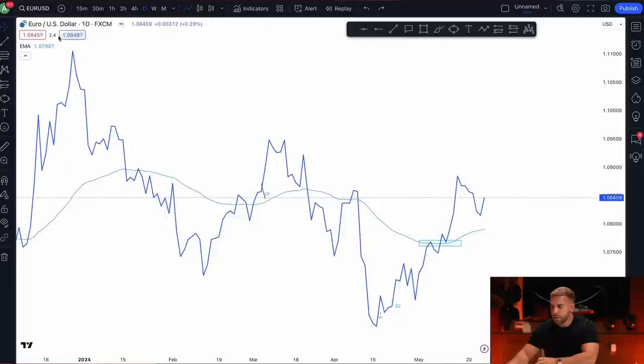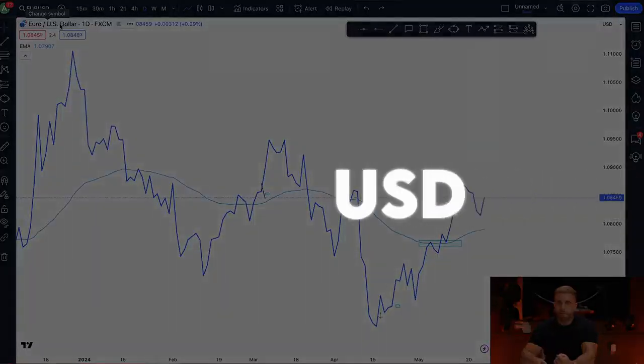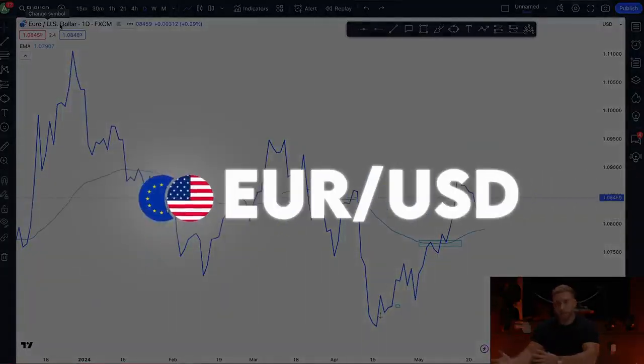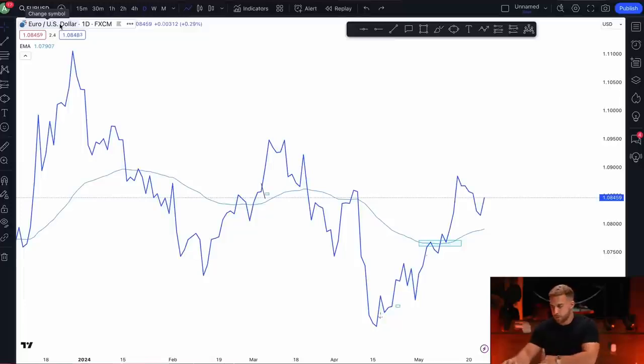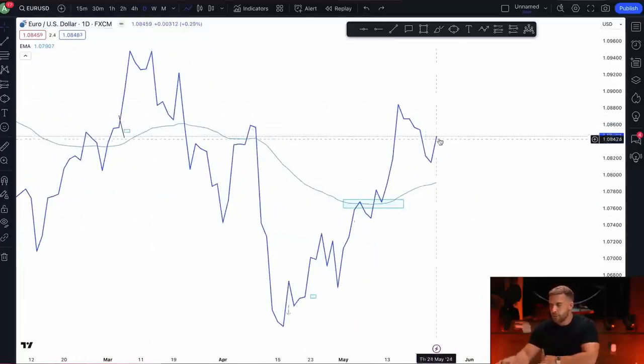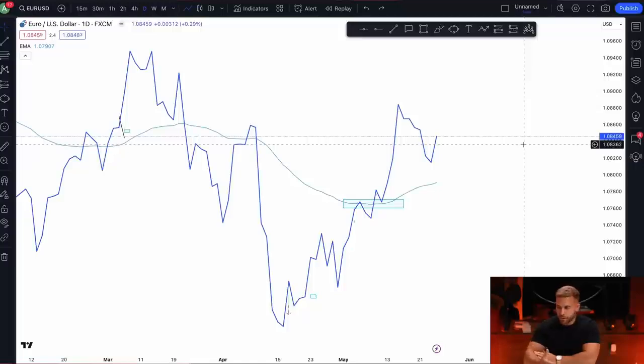So this is currently Euro USD, which is the most traded currency pair in the whole entire foreign exchange market, because it's the main currencies that are traded, which is the US dollar and the euro. So obviously that makes this pair the most traded pair in all of the foreign exchange market. So this is where price is currently right now. Price is currently trading at 1.08459, which is the last point where it left off on market close on Friday.